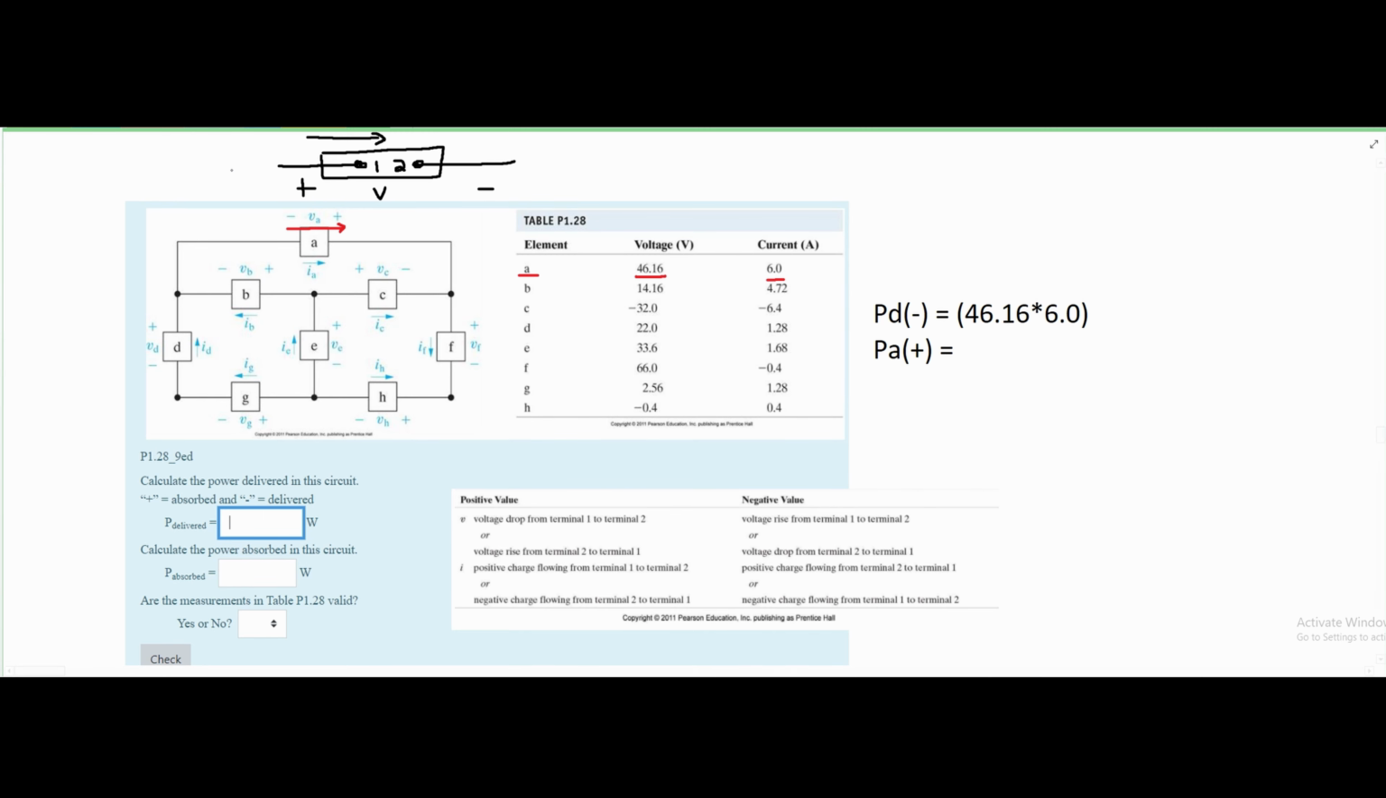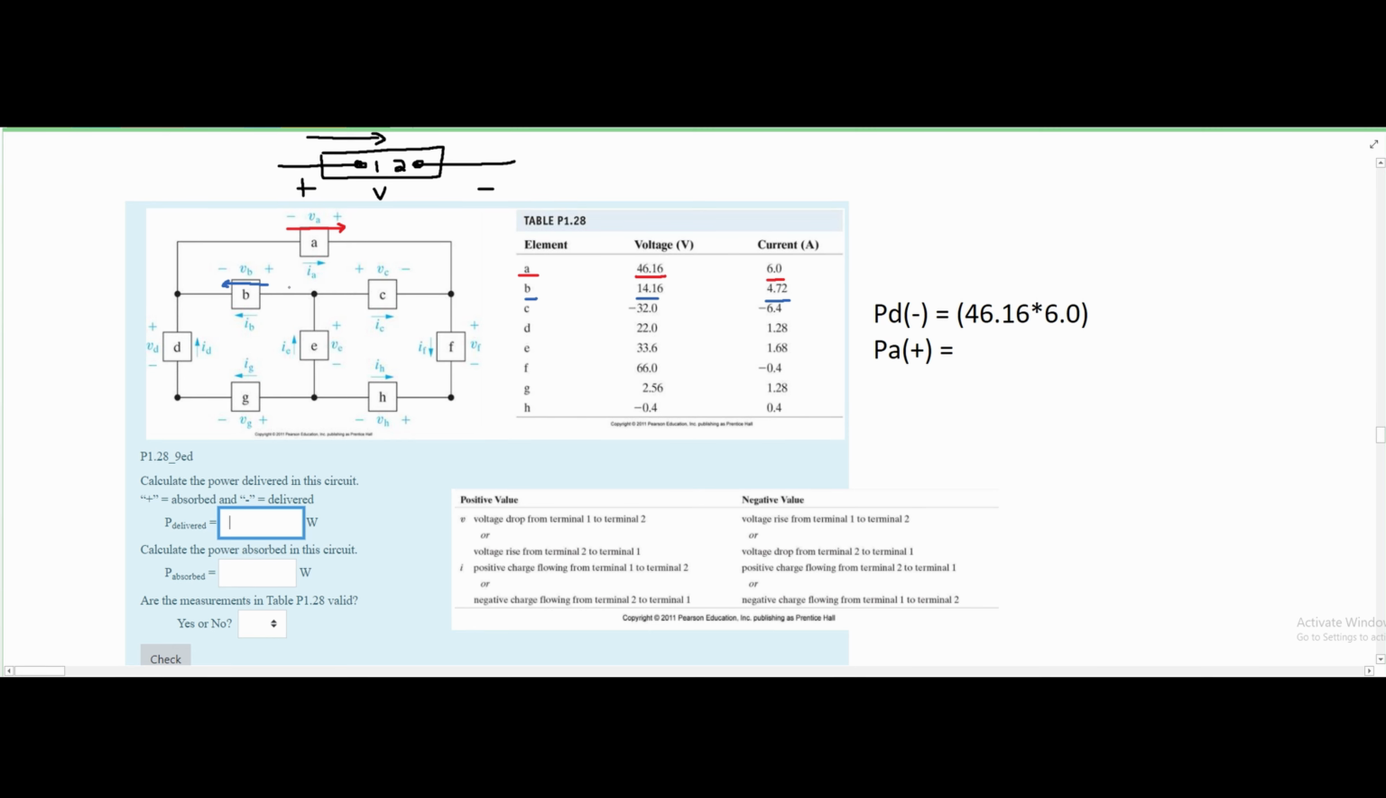For part B, we are going to do in blue. We have a 14.16 and a 4.72. We have no negative signs in here, only positives, so we're just going to look at our circuit. Looking at B, which is right here, we have a negative to a positive. So our voltage is going this way.